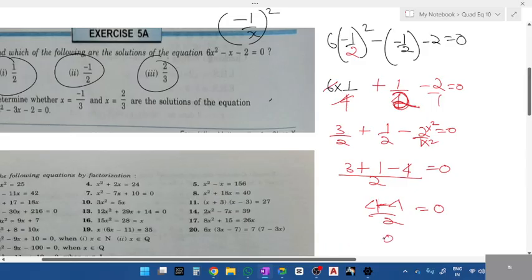What is 0 by 2? 0 is equal to 0. Therefore, is minus 1 by 2 a solution or not? It is the solution. It is the answer. Basically, the value of x, students. Here x will have two values. In that, we got to know that minus 1 by 2 is the solution, the x value.